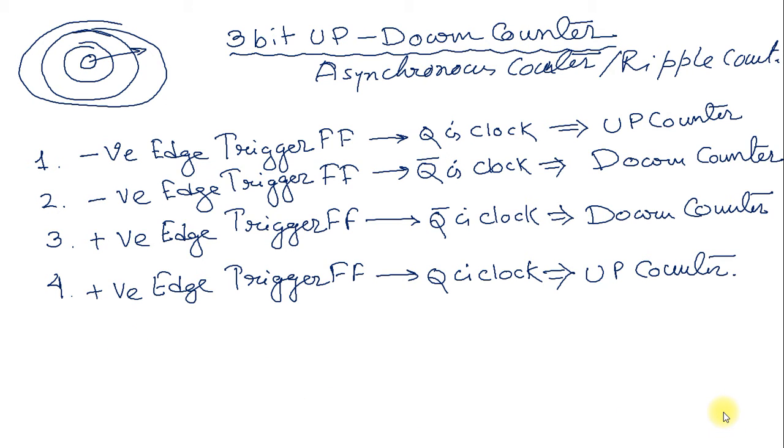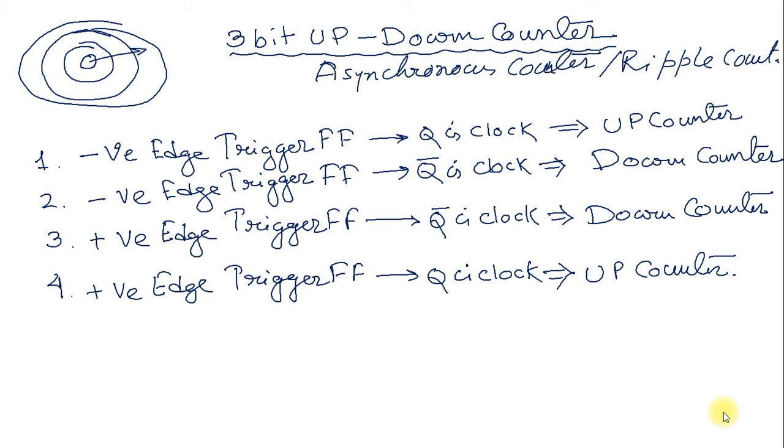The down counter is created by positive edge triggered flip-flops with the clock taken from Q complement, and the up counter can be created by positive edge triggered flip-flops with the clock taken from Q. This is the basic arrangement by which we can convert flip-flops into a counter that acts as an up counter or a down counter. That is a separate circuit arrangement, where a counter works either as an up counter or as a down counter.